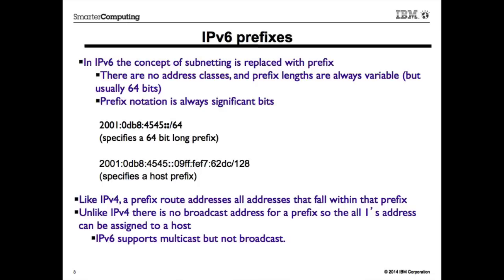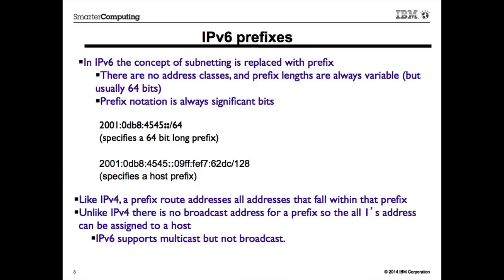The prefix notation is always significant bits. It would drive you nuts to write enough 255s to write a mask for an address that long, so we always use the significant bits. For example, in the picture here, we have an address that ends with /64. That means it's a 64-bit prefix. And then the next address on slide 8 is what a host address looks like, which is simply a prefix length of 128. Because once again, that's saying that all the bits are significant.